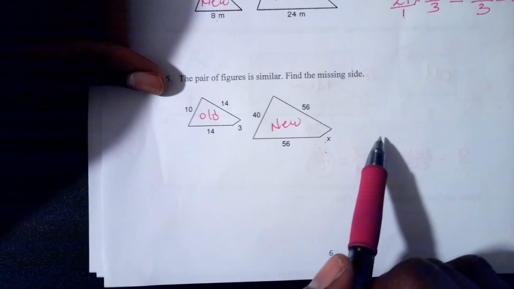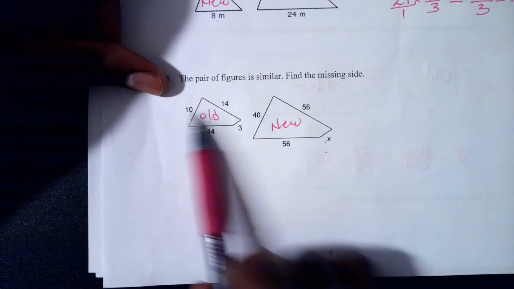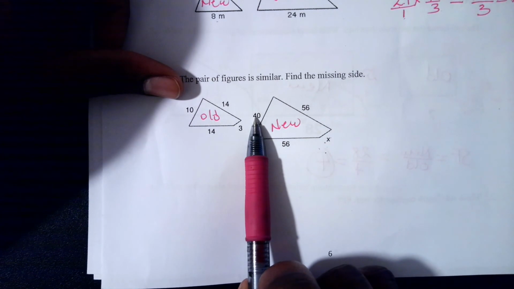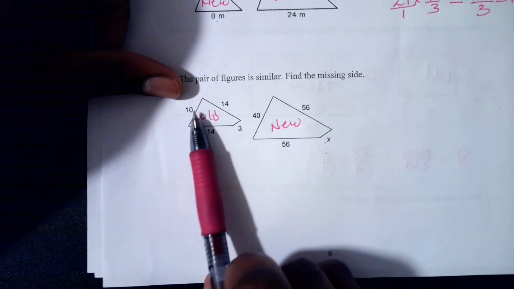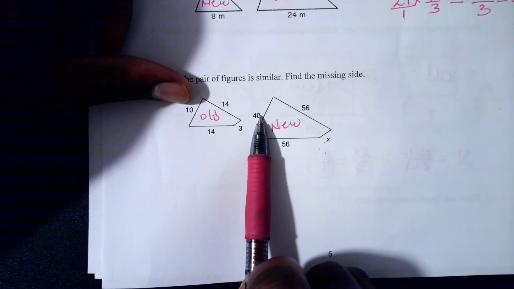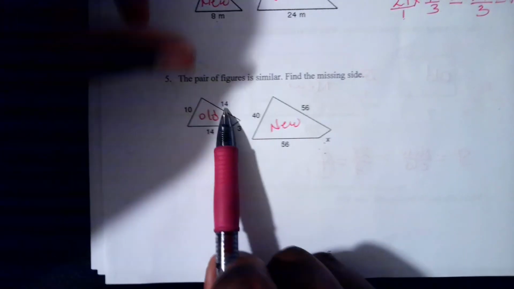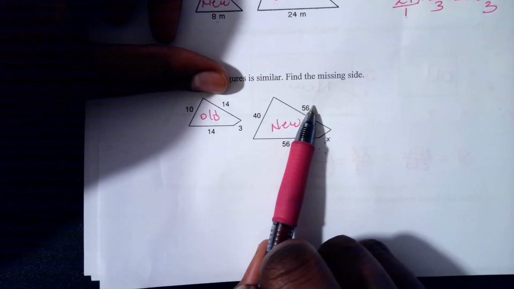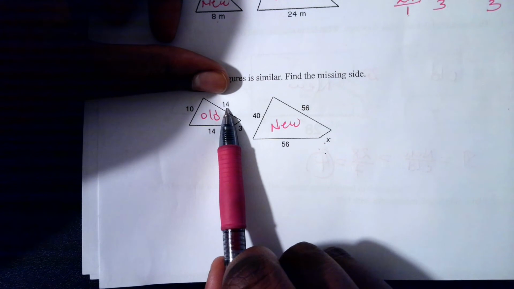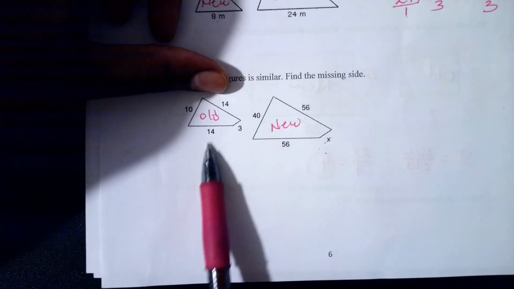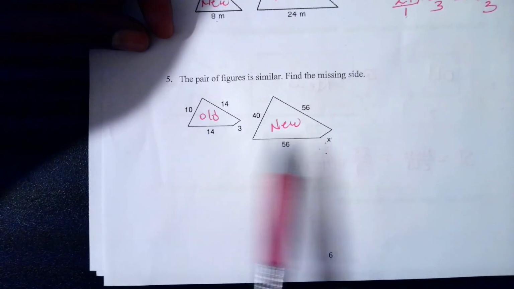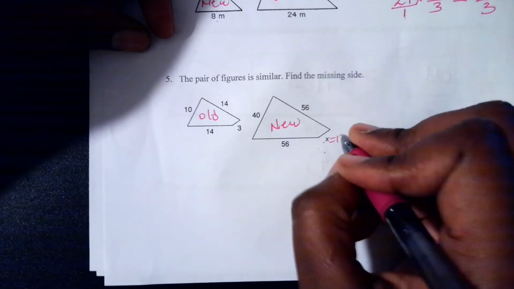Alright, we can also look. 10 and 40 would correspond. What can I do to 10 to get 40? Think about it. We'd have to multiply 10 by 4 to get 40. What did I do to 14 to get 56? Because these two sides correspond, I'd have to multiply 14 by 4 to get 56. Same here. So to get x, I have to multiply 3 by 4, which is going to give me 12.